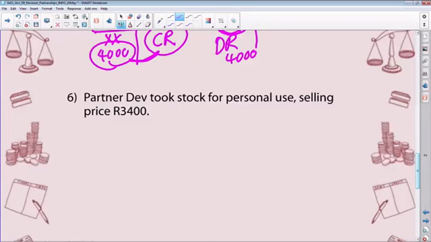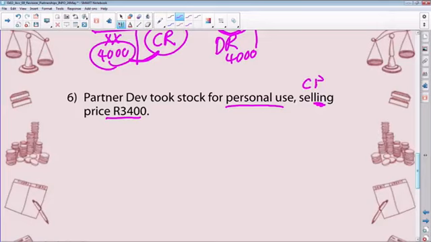Okay, guys, welcome back. Right, we're down to the last transaction for the accounting equation, so let's get started. Partner Dev took stock for personal use. Selling price is 4,300. Again, guys, we know that when the owners, let's leave partners out of this, even in a sole trader, if the owner takes anything from the business, we always record this at cost price, not at selling price.